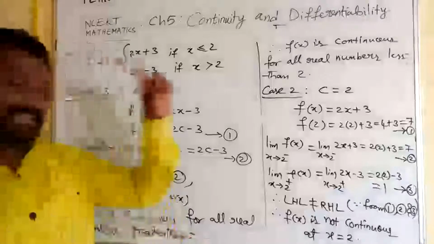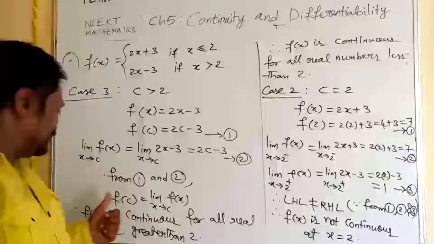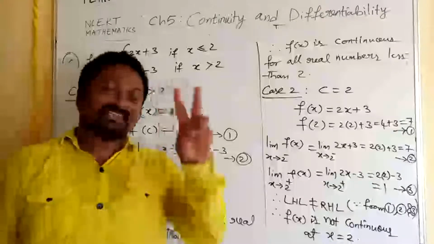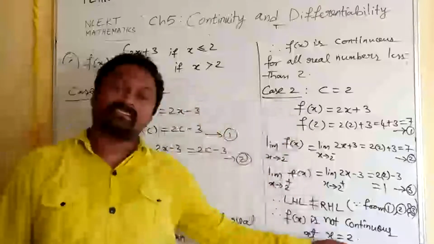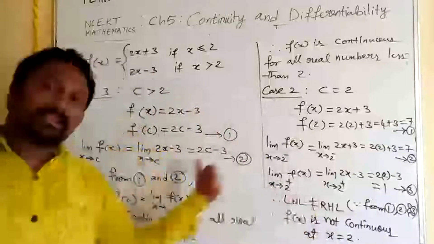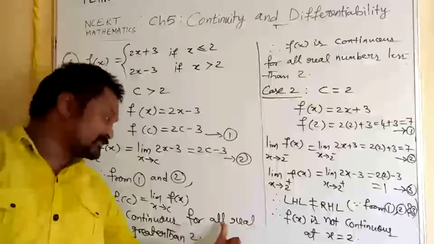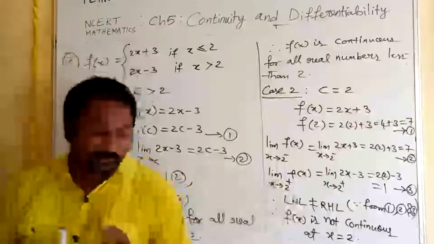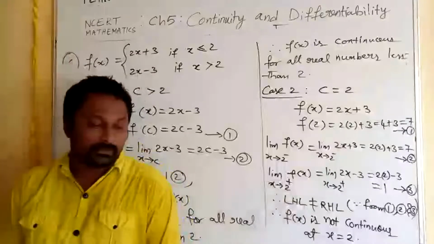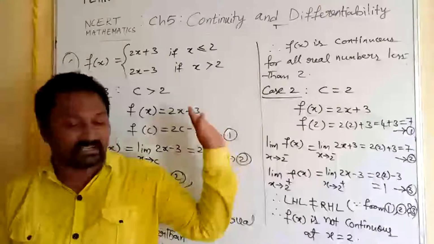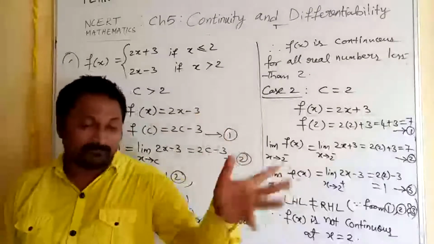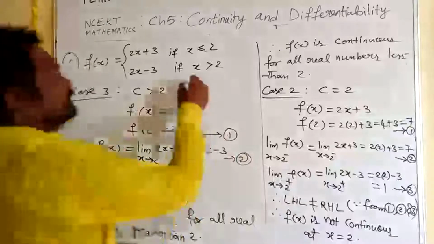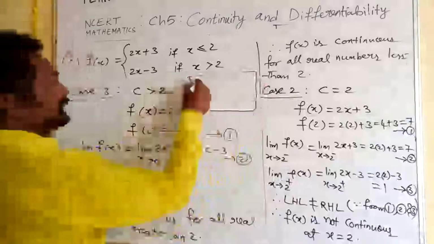So at last what can we conclude? First we said in case number 1 that f of x is continuous for all real numbers less than 2. In the second case we found that it is discontinuous at x equal to 2. In the third case we found that f of x is continuous for all real numbers greater than 2. Now at last what do we conclude? Whether this whole function is continuous or not continuous, the last step you have to write something. What is that last step?